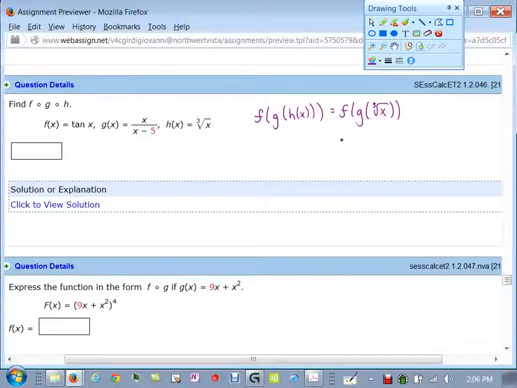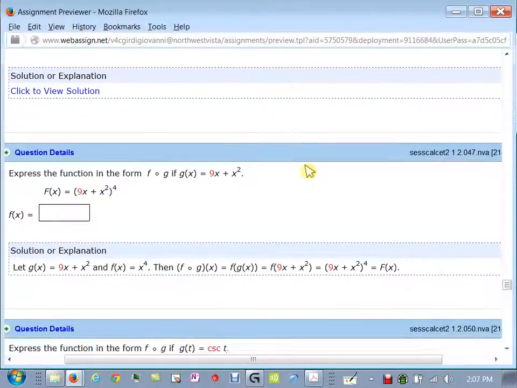And then what happens if I take the cube root of x and plug it into g? So I'm going to put cube root of x there, cube root of x there. So I get cube root of x over cube root of x minus 5. And now what if I take all of that and plug that into f? Well, it's just the tangent function. So tangent of cube root of x over cube root of x minus 5. That's our composition right there. So that's just showing you how you take a function, plug it into a function, then take that and plug it into a function.